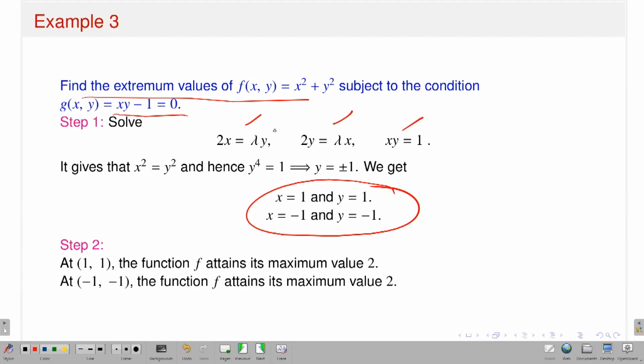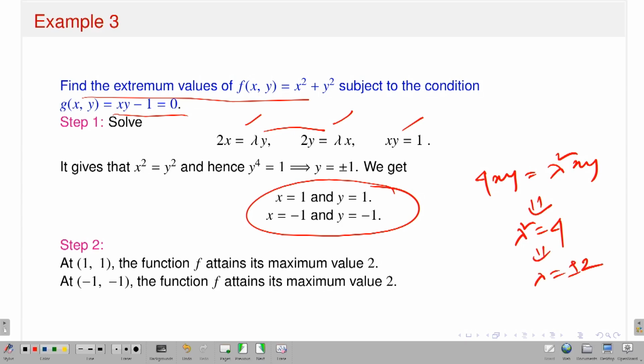because it is easy. For example, if you multiply these two, what will happen? This should be actually 4 times xy, which is exactly equal to lambda square xy. xy is equal to 1, given. So that means what? Lambda square is equal to 4. So what does that imply? That means lambda is equal to plus minus 2. Once you have lambda equal to plus minus 2, this will give you two possibilities: either x is equal to 1, y is equal to 1, or x is equal to minus 1, y is equal to minus 1.